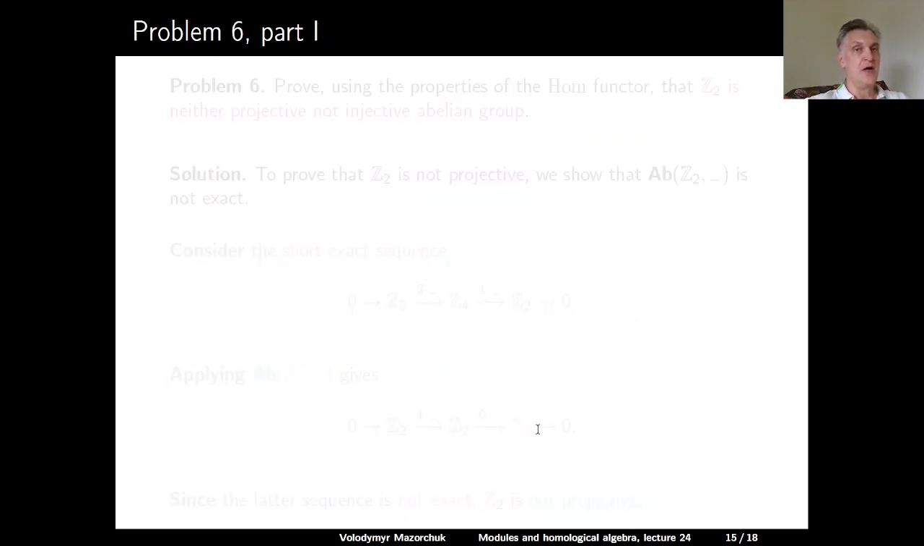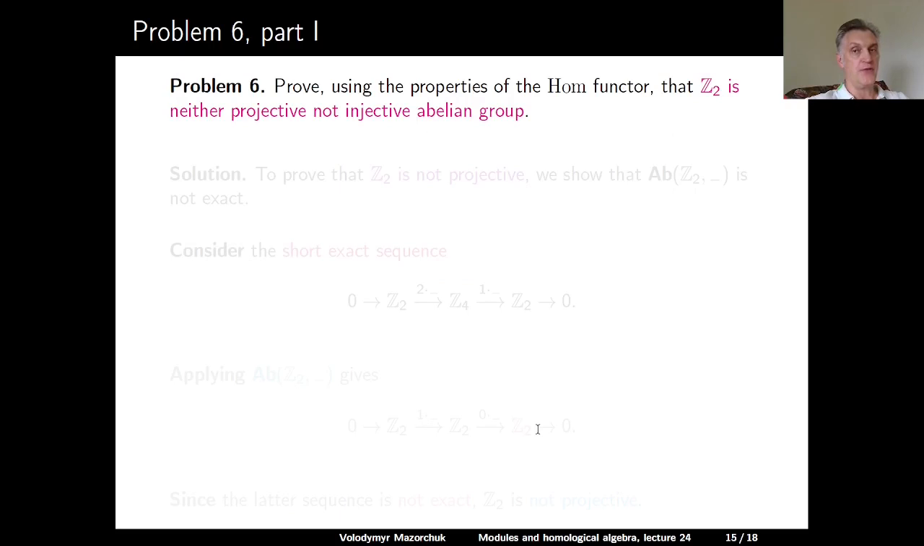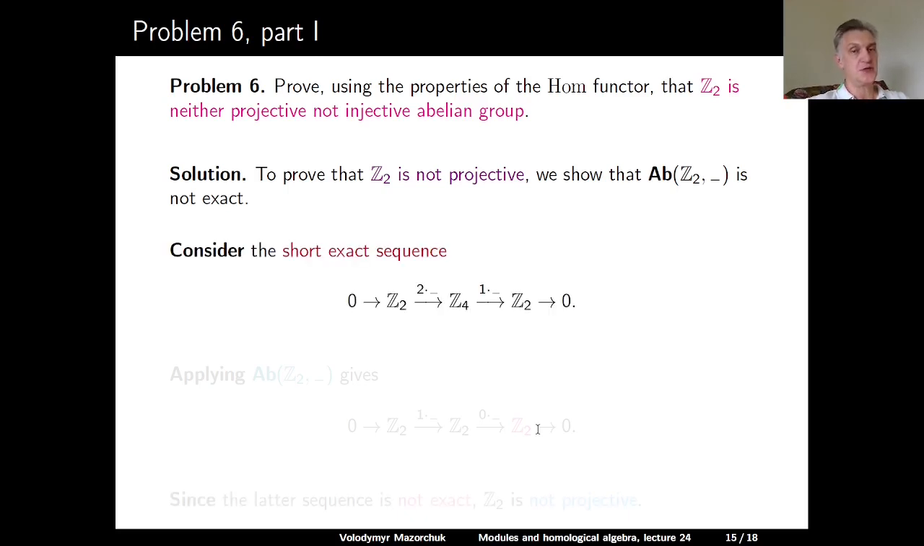Problem 6. Prove, using properties of the Hom functor, that Z2 is neither a projective nor an injective abelian group. Solution. To prove that Z2 is not projective, we show that taking Hom from Z2 is not an exact functor. This is an endofunctor of the category of abelian groups. Indeed, consider the short exact sequence. We start from 0, we go to Z2, then we multiply by 2 to go to Z4, and then we project onto Z2, and we go to 0.